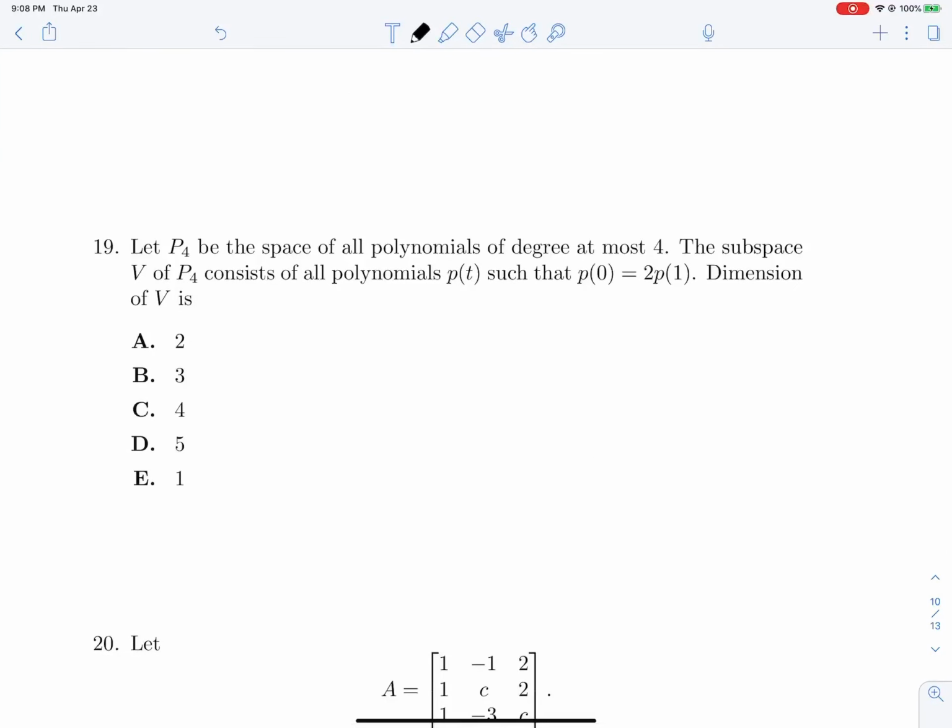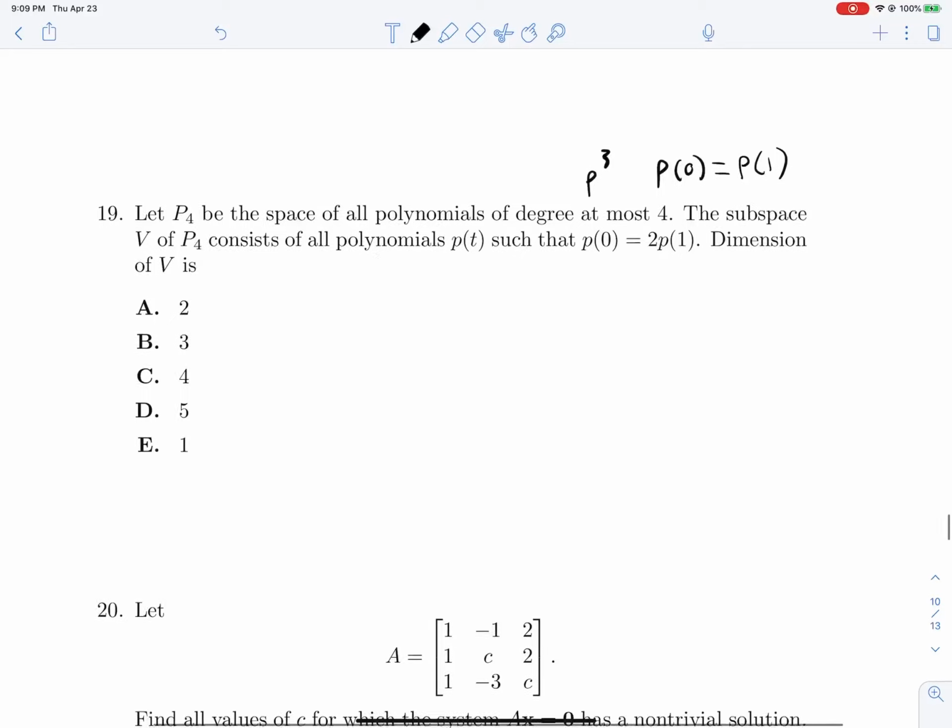19. Let P4 be the space of all polynomials of degree at most 4. The subspace V of P4 contains all polynomials such that P(0) is equal to 2P(1). What is the dimension of V? So I will give you an explanation for this, which I think makes a whole lot of sense. The thing is, it directly conflicts with the example that I gave for a similar question to this. It was a subspace of P3, and the condition was P at 0 is equal to P at 1. And you'll see why these conflict in just a second.